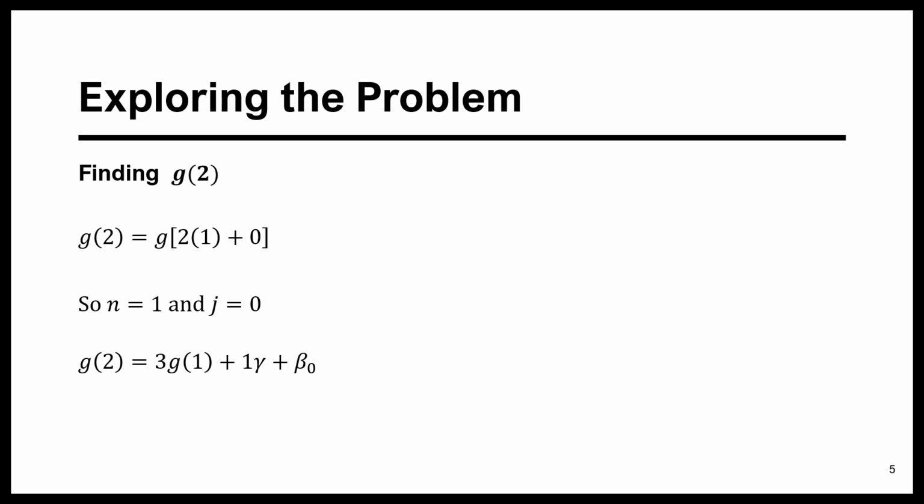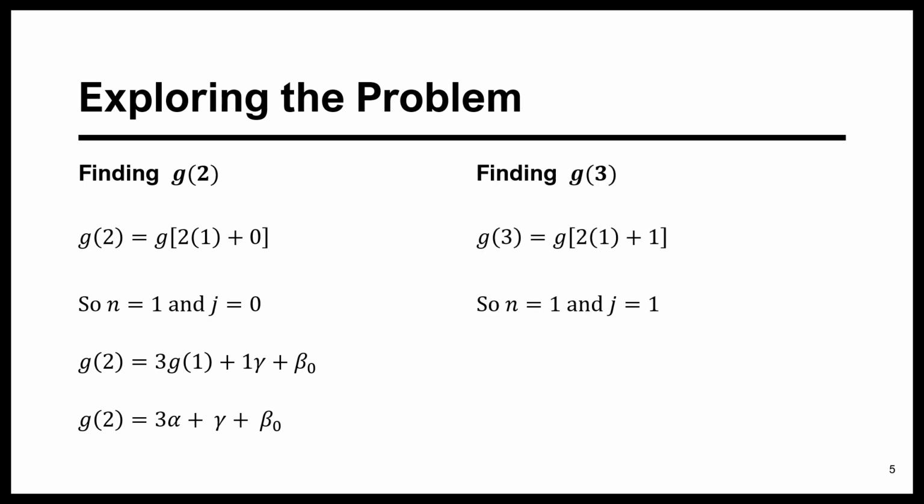First, let's just find g(2). To find g of an n, we're just going to set our left side of the equation equal to what we were trying to find, g(2). So we notice that we need our n to equal 1 and our j to equal 0, so that 2 times n, in our case 1, plus 0 is going to equal 2. Then we can plug that into the right side of the equation to get 3g(1) + 1γ + β_0. And then we know that g(1) equals α, so we just plug that in to get 3α + γ + β_0. And then we do the same for g(3) to get 3α + γ + β_1.